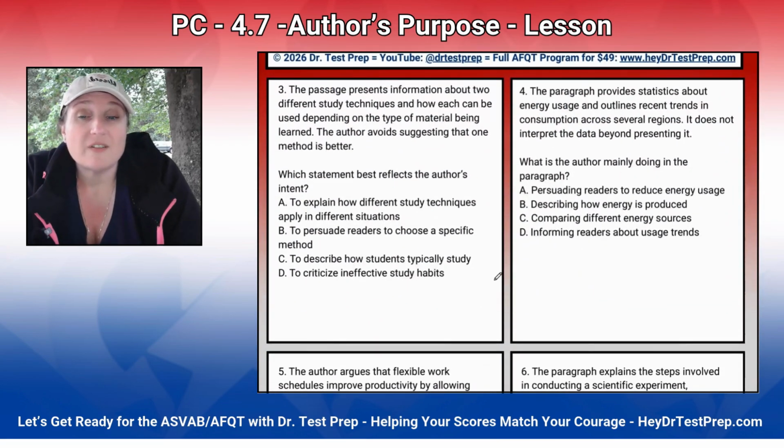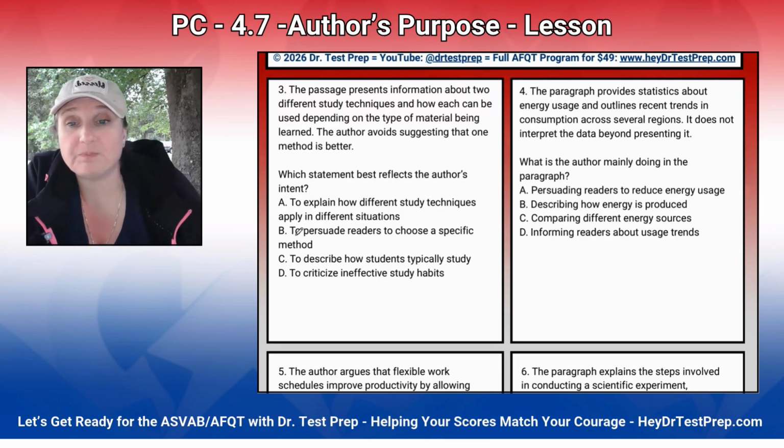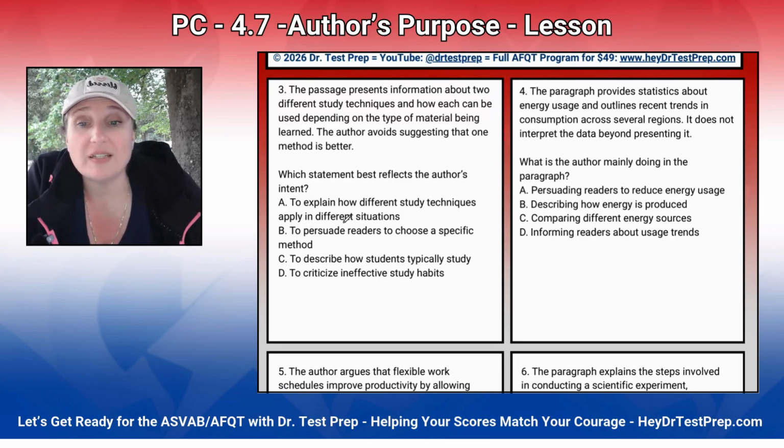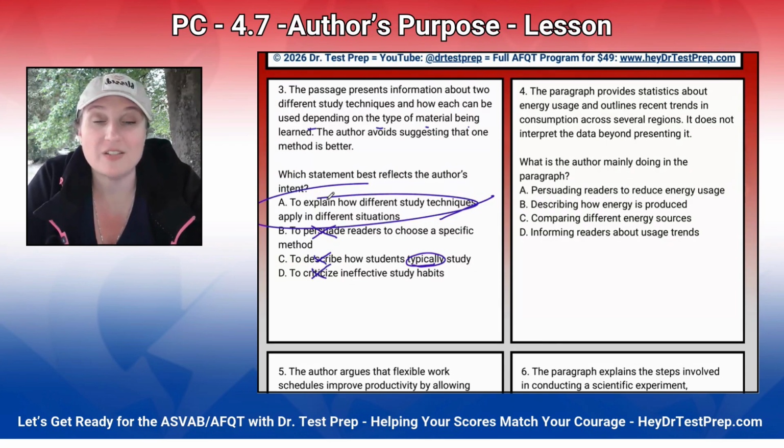The passage presents information about two different study techniques and how each can be used depending on the type of material being learned. The author avoids suggesting that one method is better than the other. Explain how different study techniques apply in different situations. Maybe how each can be used depending on the type of material. To persuade? No. To describe how students typically study? No. To criticize? No. A is the best answer.